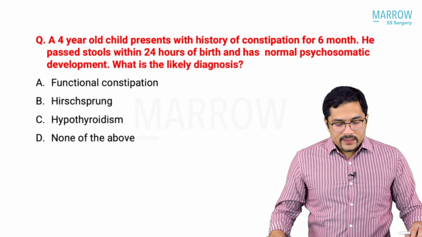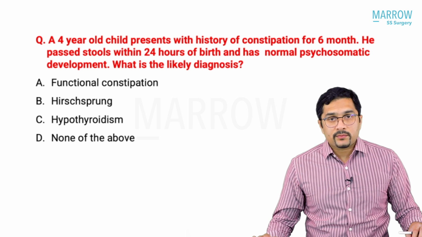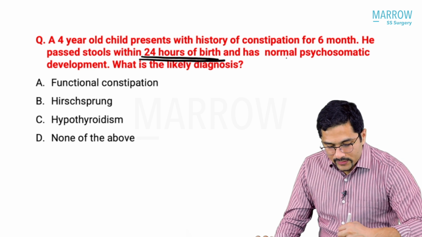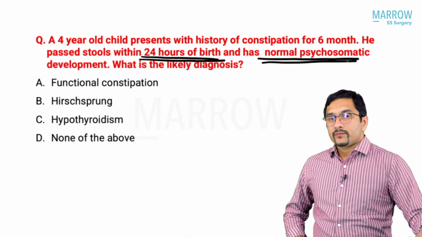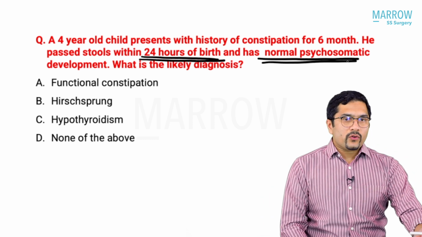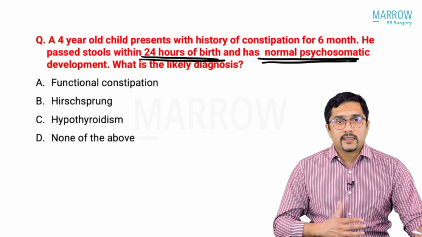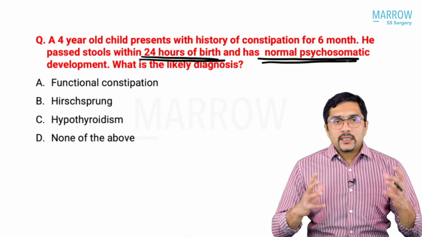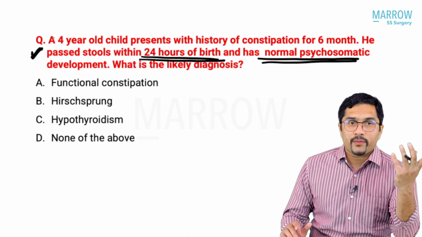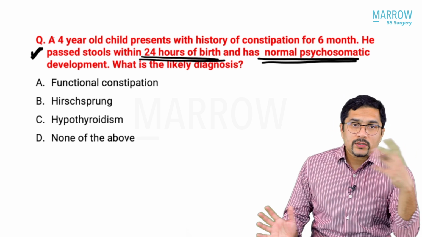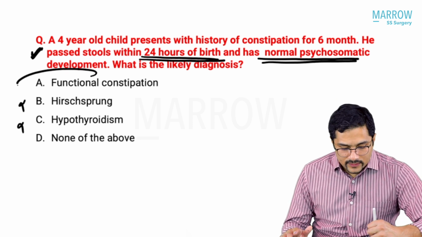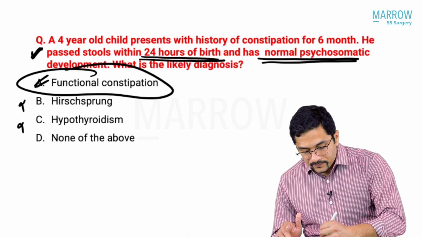A 4-year-old child presents with history of constipation for 6 months. He passed stools within 24 hours of birth and has normal psychosomatic development. What is the likely diagnosis? So, when you encounter such a patient, of course, your mind will start thinking towards Hirschsprung's disease, towards hypothyroidism. But this patient passed meconium within 24 hours. So, there was no delayed passage of meconium and there are no psychosomatic features. So, this rules out Hirschsprung's and hypothyroidism, and the correct answer here is functional constipation.